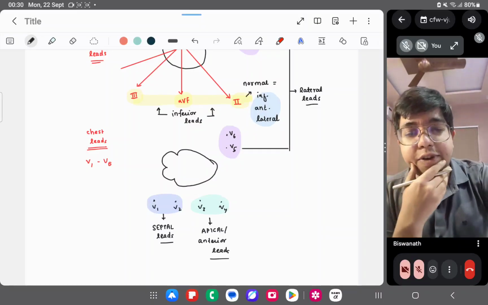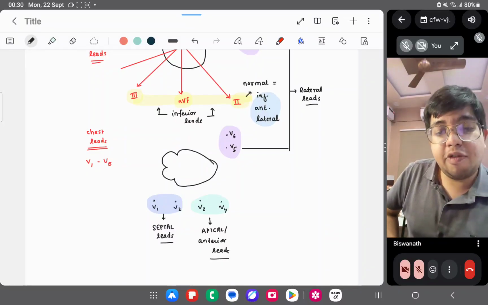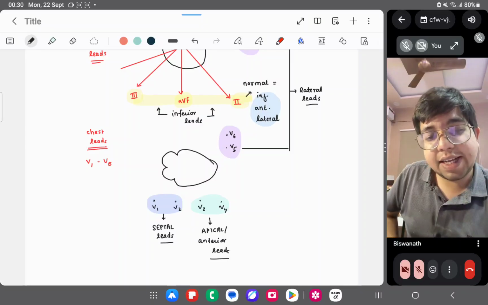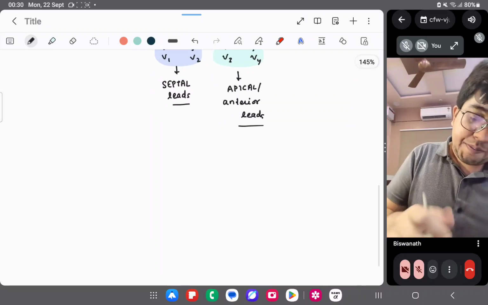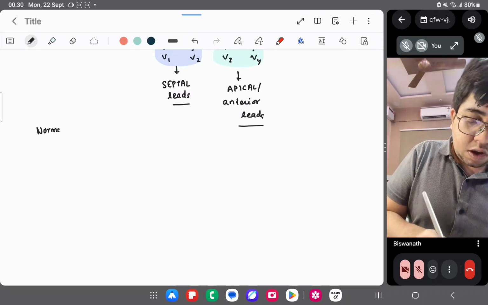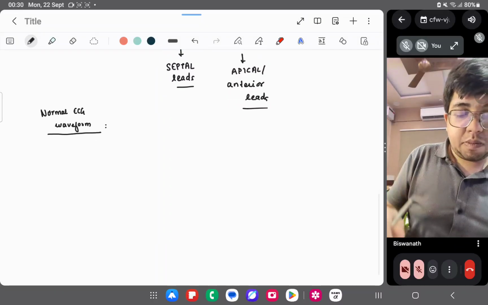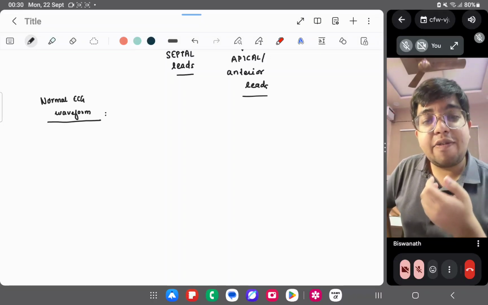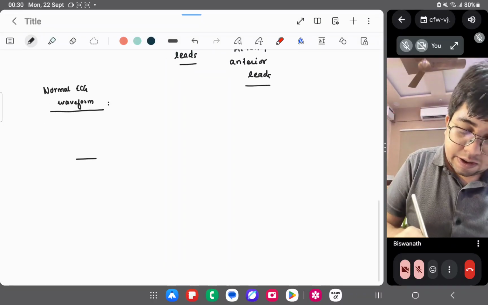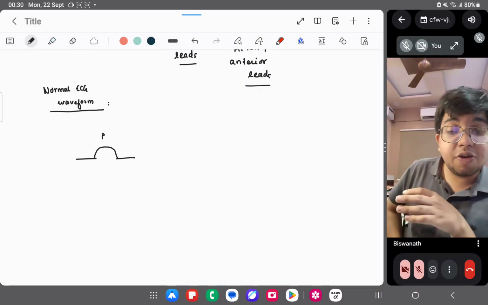Starting off again, let's discuss the standard ECG waveform. Then we can move forward, right? If you know the normal, then you can easily extrapolate the abnormal things. So starting off with the normal ECG waveform. If I talk about the normal ECG waveform, you all draw like this. This is your P wave.